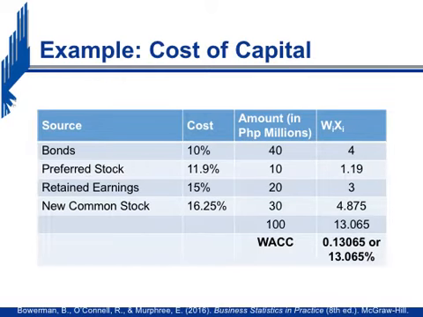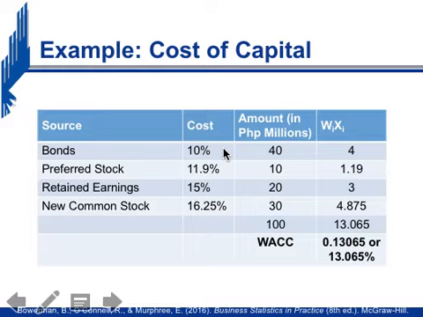So again, here we have the four sources. We have their costs and then their amounts. To compute for the weighted mean, again, we need to get the product of W and X. So get the product for each of the rows, and then later we will get the sum.